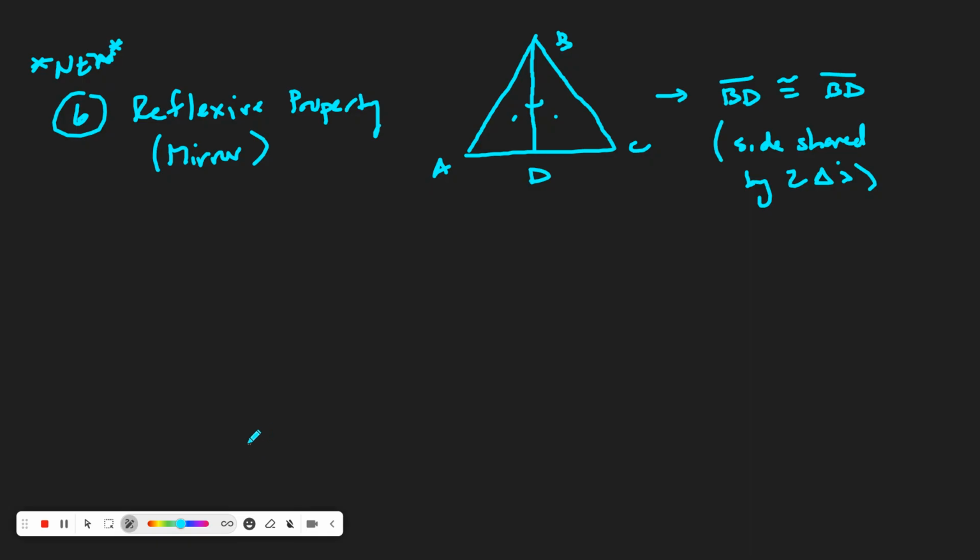Okay, so this was our revisiting of some vocab. So now the next video, 7b, we'll talk about some of these triangle proofs.